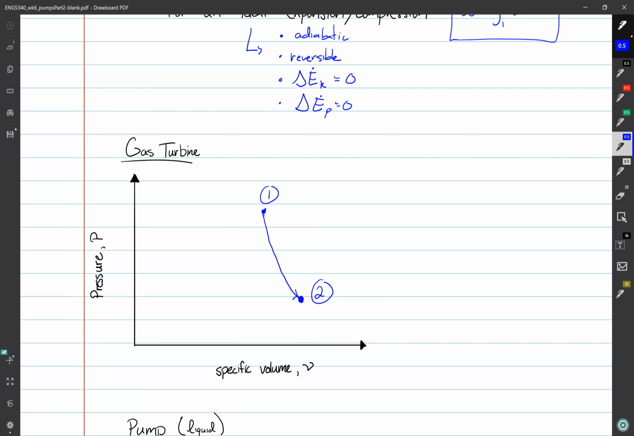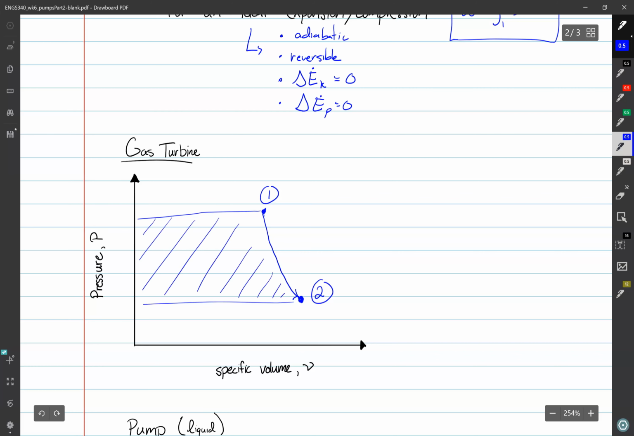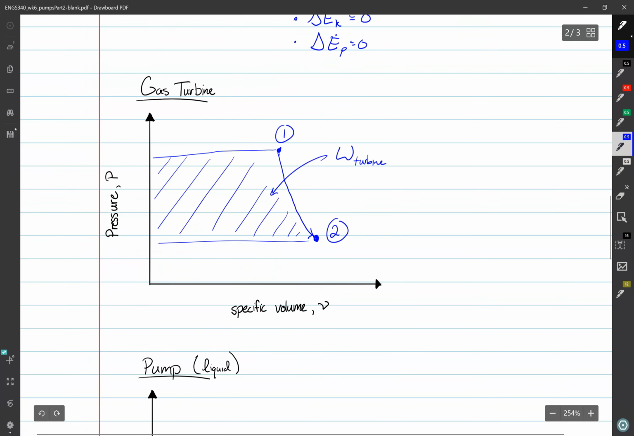So what that integral is saying is that this area here is the work of our turbine. For a turbine, we're going to be extracting work, so that would be a positive value. But the magnitude of it is simply that area.